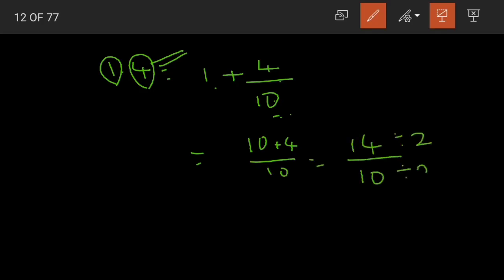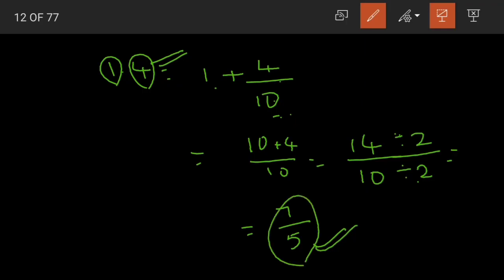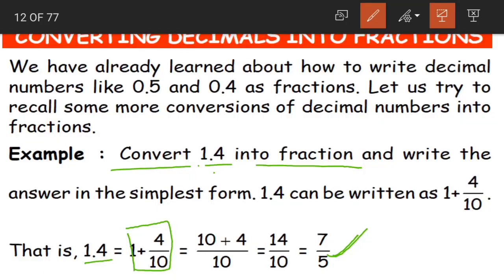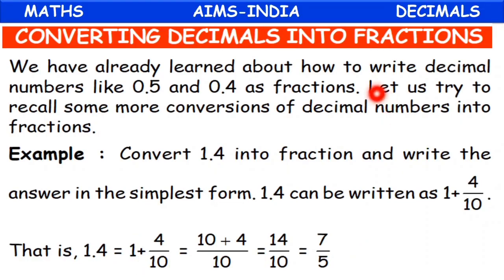Next, as the numerator and denominator both have 2 as their HCF, highest common factor, we are dividing them by 2. So the final answer will be 7 divided by 5. The answer in its simplest form is 7 divided by 5. I hope this is clear, right, children? Conversion of fractions into decimals and also how to convert the given decimal into a fraction number.